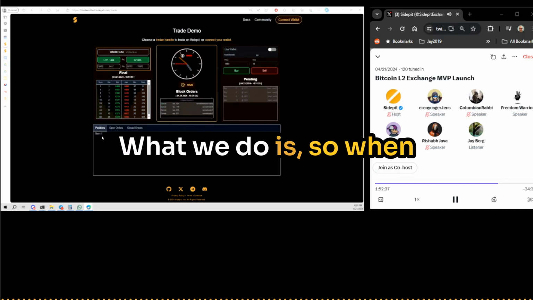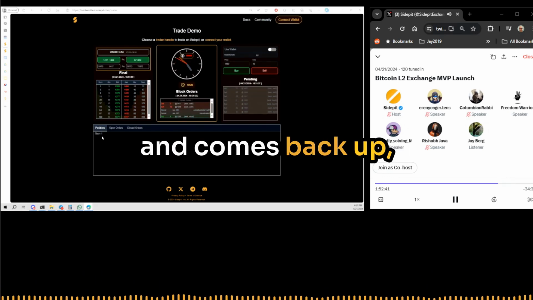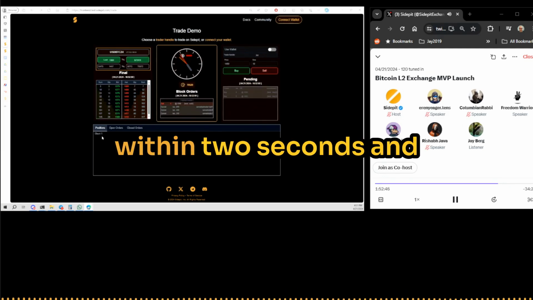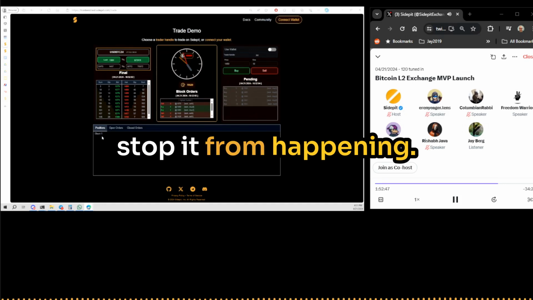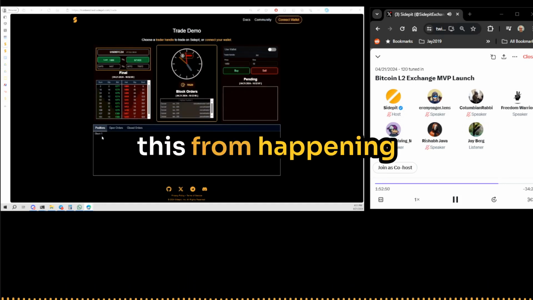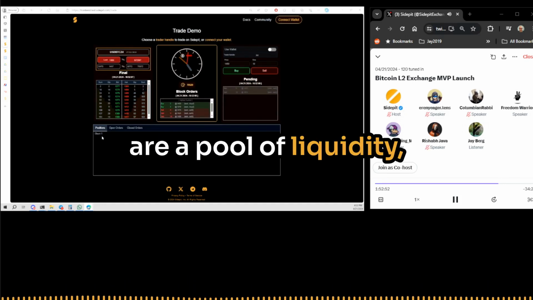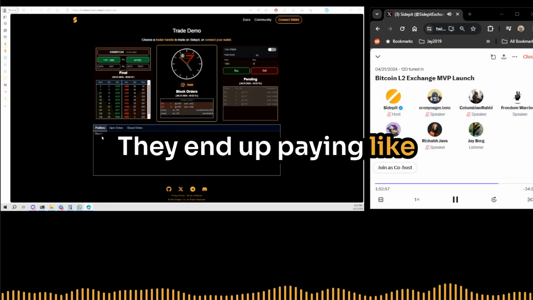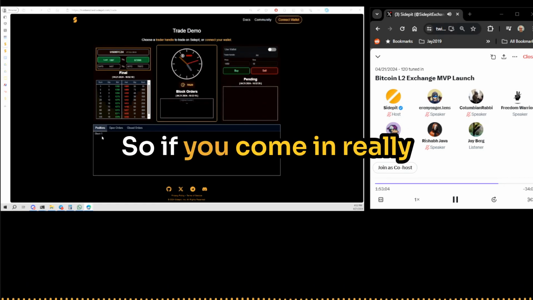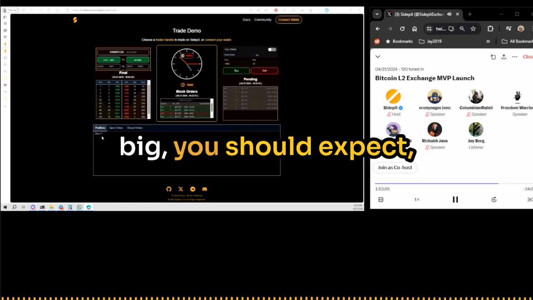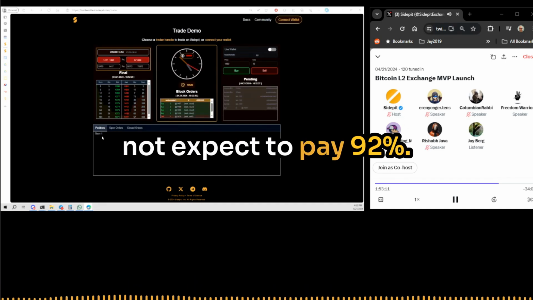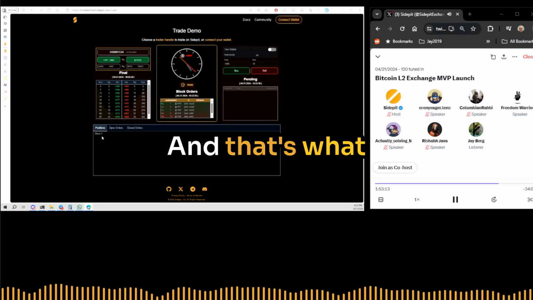What we do is, when that price gaps down and comes back up, that's called a flash crash. We could anticipate that within 2 seconds and stop it from happening. And the people that stop this from happening are a pool of liquidity, a dark pool of liquidity waiting for this to happen. And you end up paying like 2% spread. So if you come in really big, you should expect to pay 2%, but you should not expect to pay 92%.